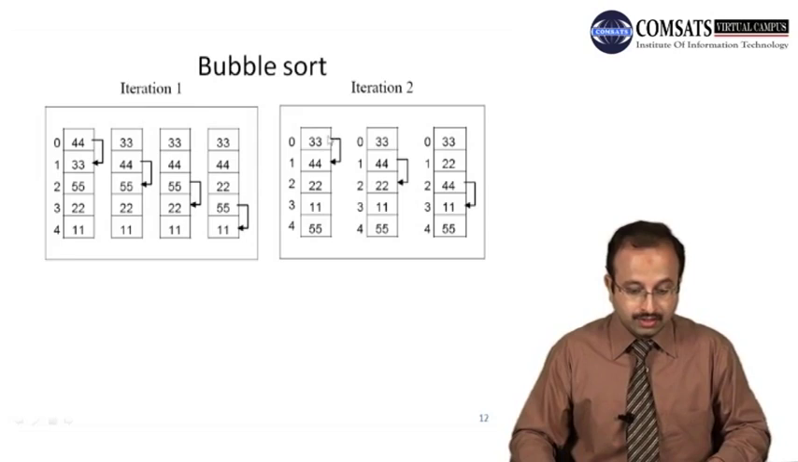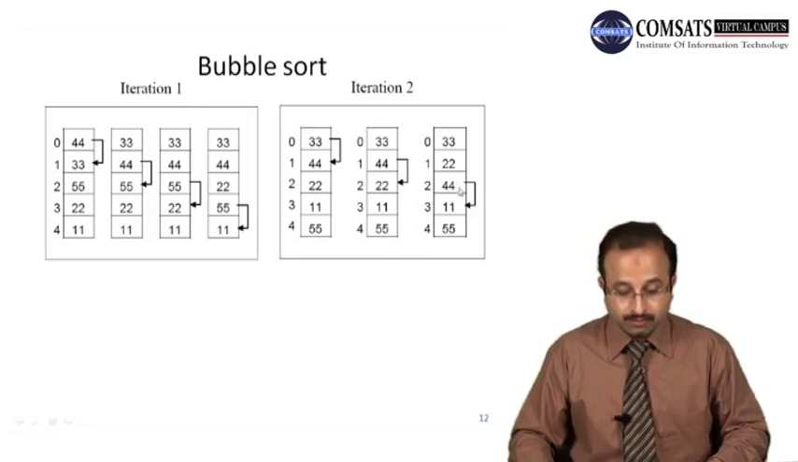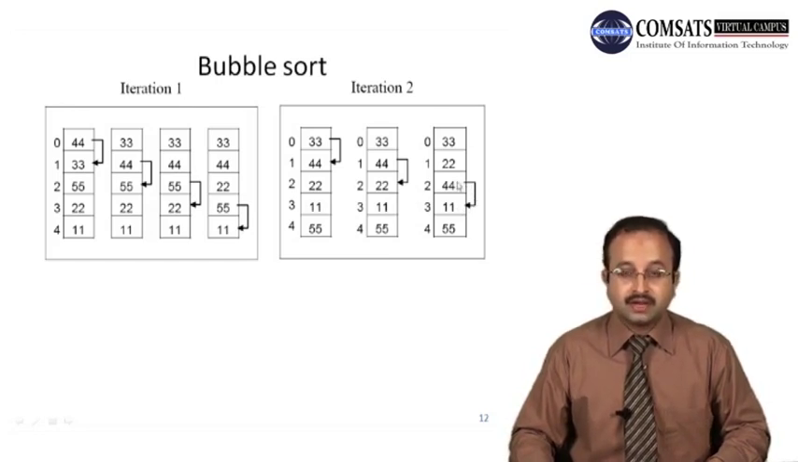Okay, in the second iteration, it starts comparing the 0th index value with the 1st, and if the element at 0th index is larger, it swaps these two values, and then 1st with 2nd. Now this element is larger than the element at the 2nd index, so it swaps these two values, and the values become 22 and 44. Now it compares 44 with 11, so 11 is smaller, so it takes that element to the 2nd index position, and at the 3rd index the value 44 will be copied. So it will swap those values.